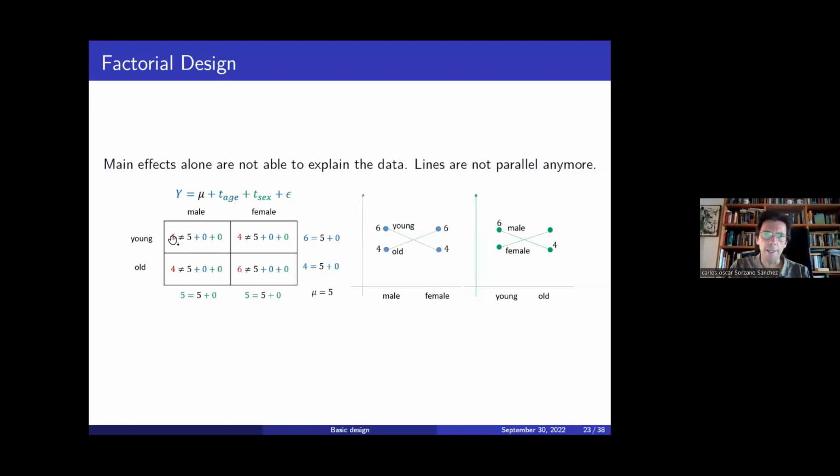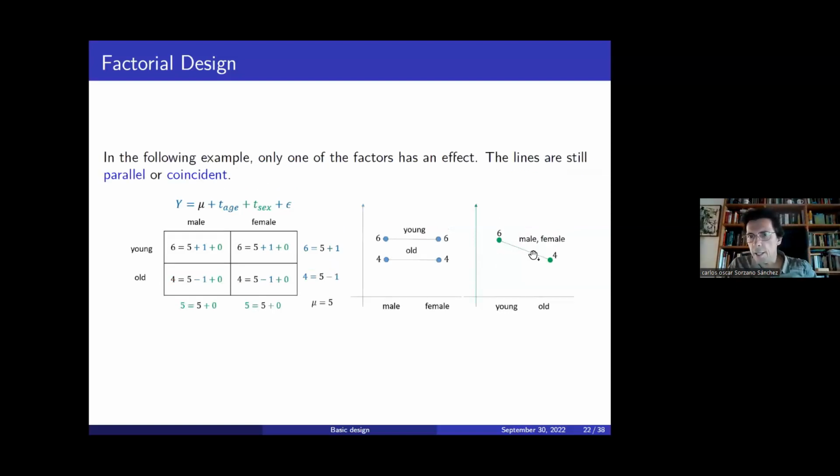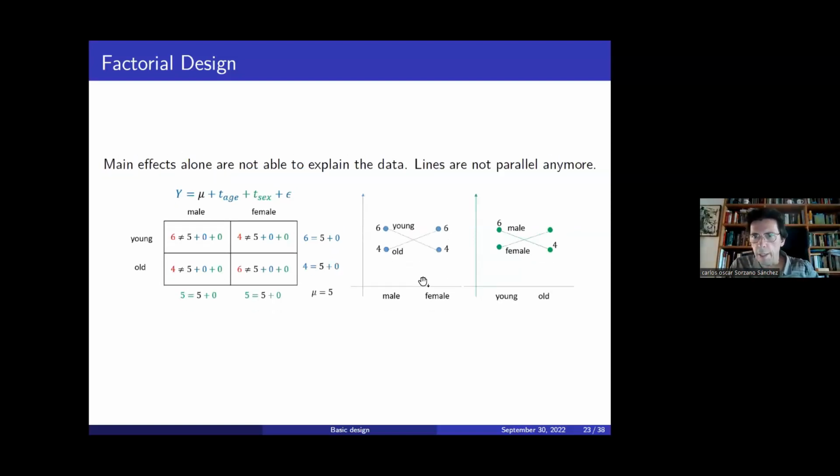I cannot reproduce my data. If you make the same plots that we were doing before, let's go for one of them. So we have males. Let's have young animals: males get 6, females get 4. So we have this line for young animals, this line for old animals, and the same for males and females. And what we observe is that these lines are not parallel anymore.